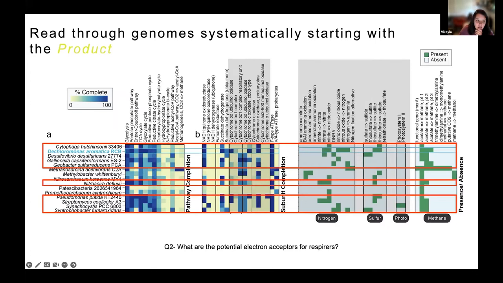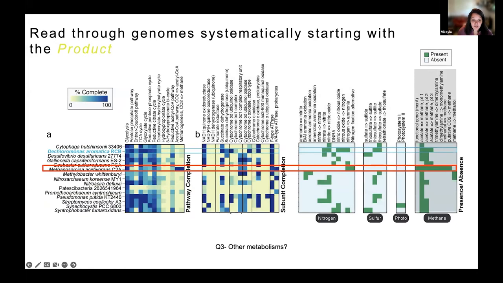For example, if we look at the photosystem, we can see that this Synechococcus is a photosynthesizer. We can start to look at denitrification here, and we can see which pathways are lit up for this. Same thing with sulfate. There's an organism that can reduce sulfate. We can also see methanogenesis.